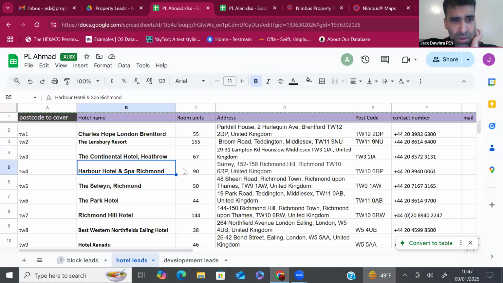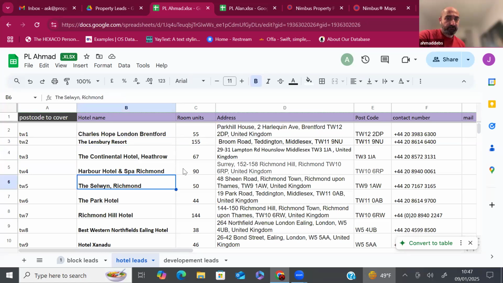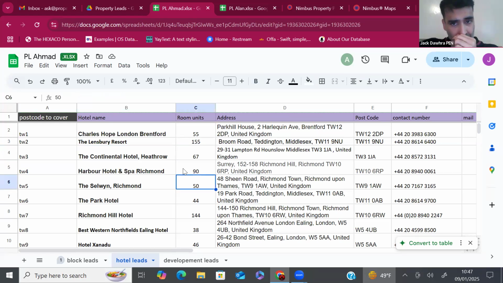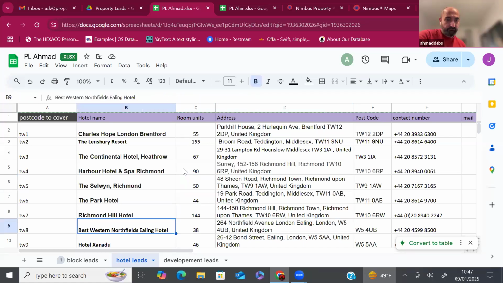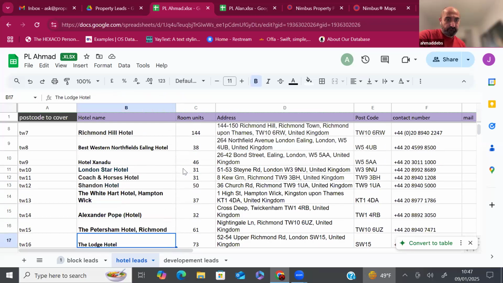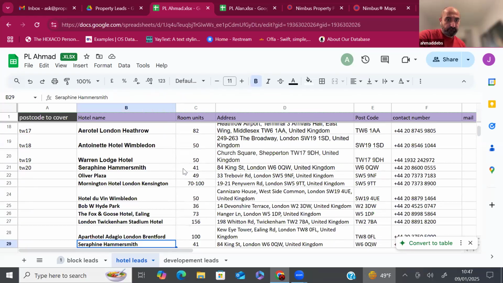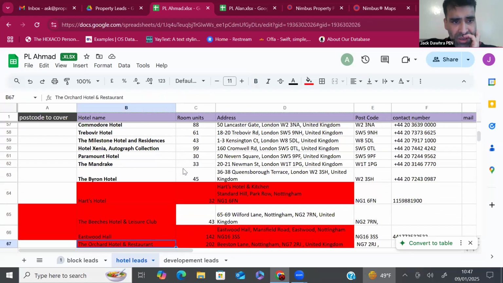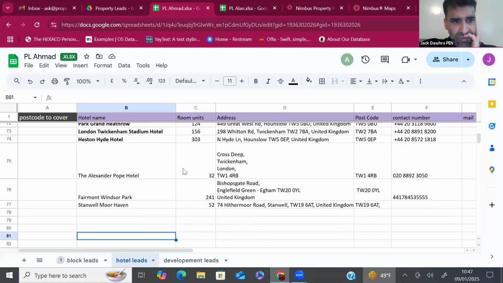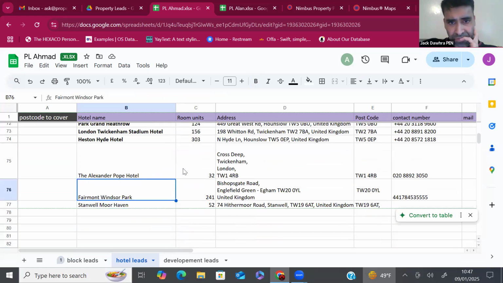Okay. The Selvin, which is 50 rooms, that's in Sheen, on Sheen Road. Yeah, there's a good lead as well. Richmond Hill Hotel, I know this very well. Yeah, Best Western. Your hotel list is quite decent here, Ahmed. They've gone all the way up to 70 plus.